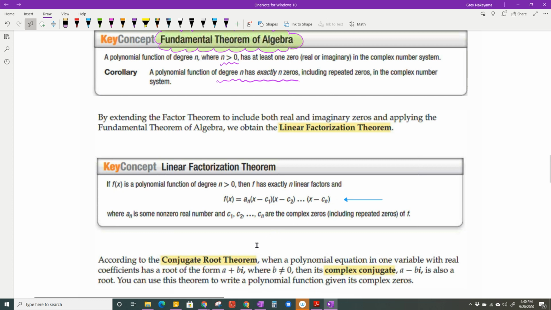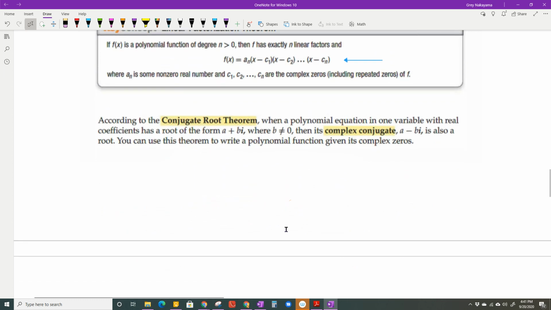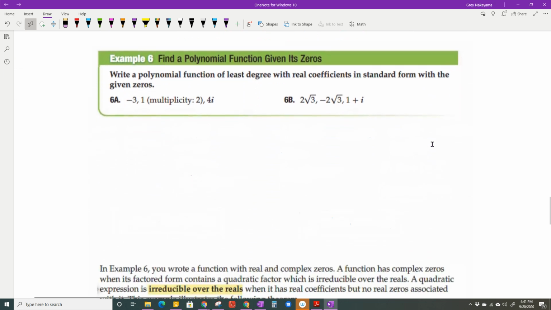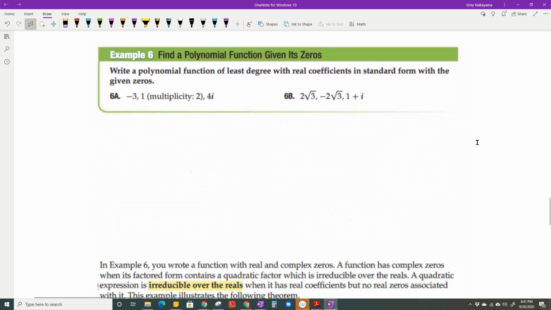Okay, now to be able to do that, we got to talk about something called the conjugate root theorem, which you saw again at the end of the last lesson, part A of this video, that whenever I had positive 3i, I also had negative 3i because it's coming from that square root of a quadratic. So what you want to remember about the conjugate root theorem is that complex roots always come in pairs. If I have a plus bi, then I'm also going to have a minus bi. And that's important when you actually have to write a function given the zeros.